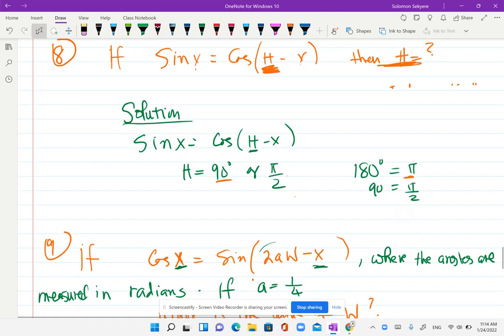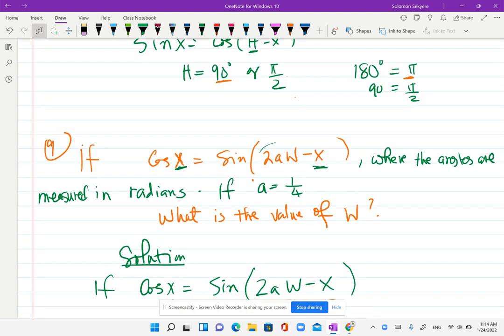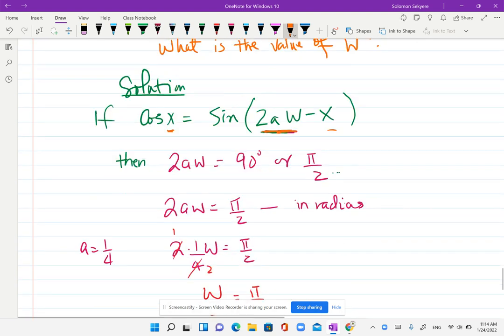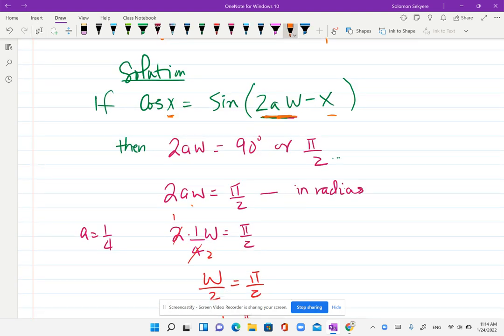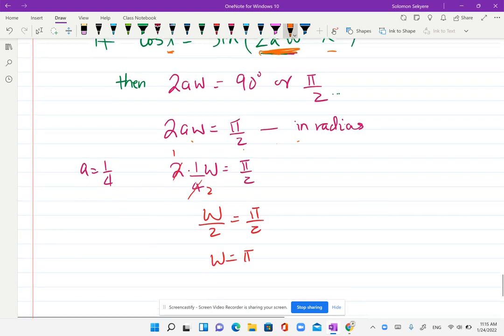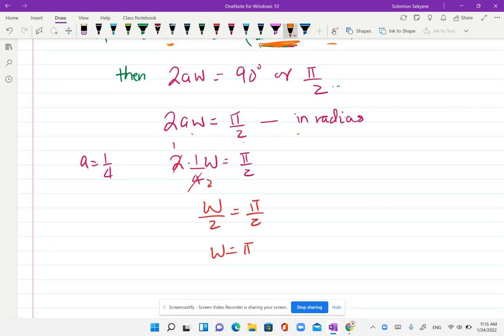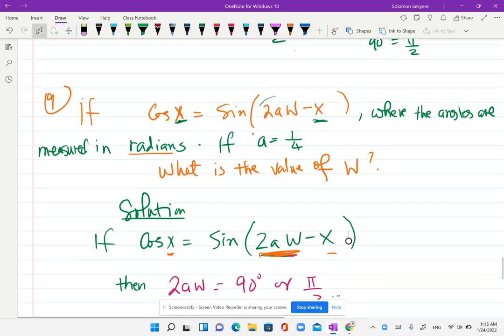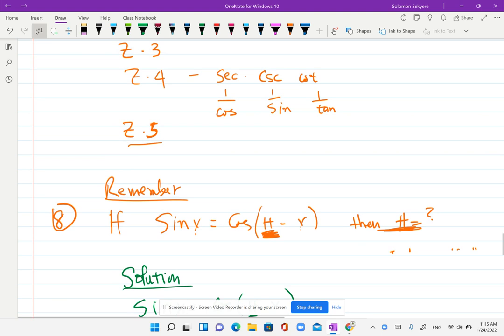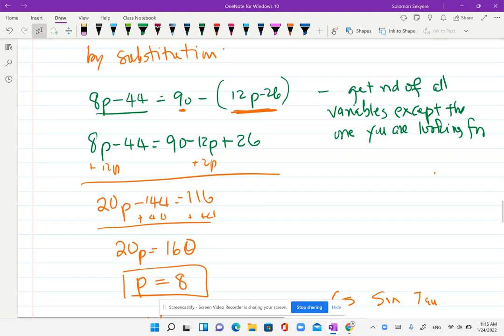Since we are told in the question that the angles are in radians, that means 2AW, this whole thing, is pi by 2. And we are told A equals 1 over 4. We plug it in and simplify. 2 divides here, 1, 2 divides here, 2. We get W over 2 equals pi by 2, which means W equals pi. Okay, so I hope this helps. Any further questions, let me know.